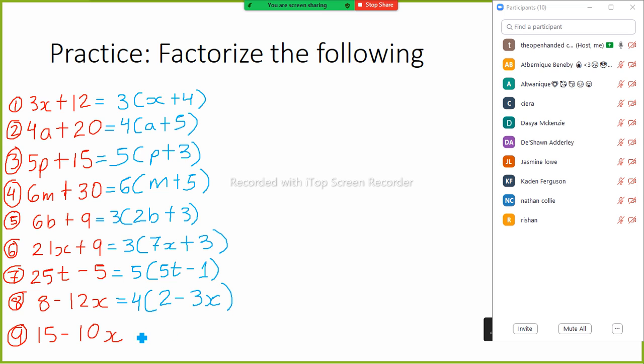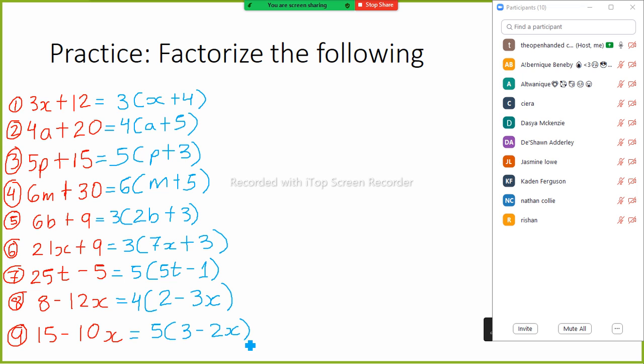And then Sierra, help me out with number 9. Okay, so 5, open bracket 3 take away 2x, close bracket. Take away 2x. Very good. Excellent. All right. Any 9 out of 9, 8 out of 9, 7 out of 9? Yes, 9 out of 9. That's impressive.